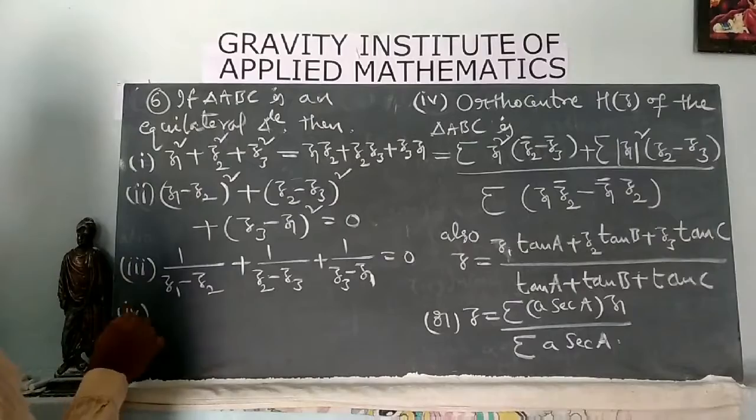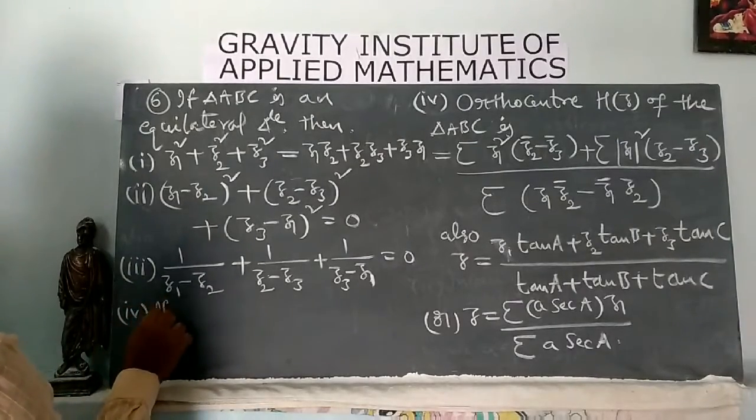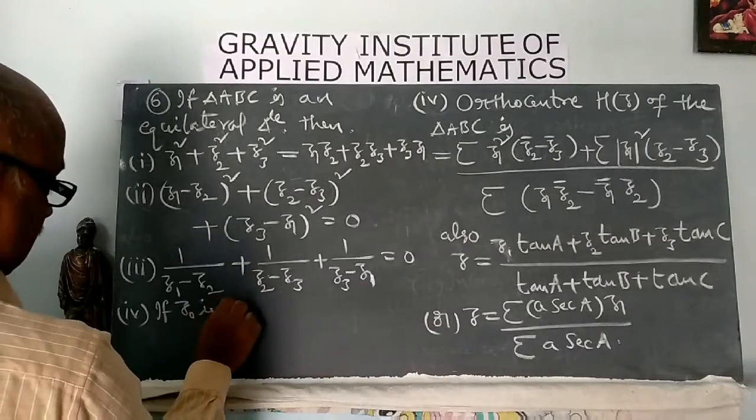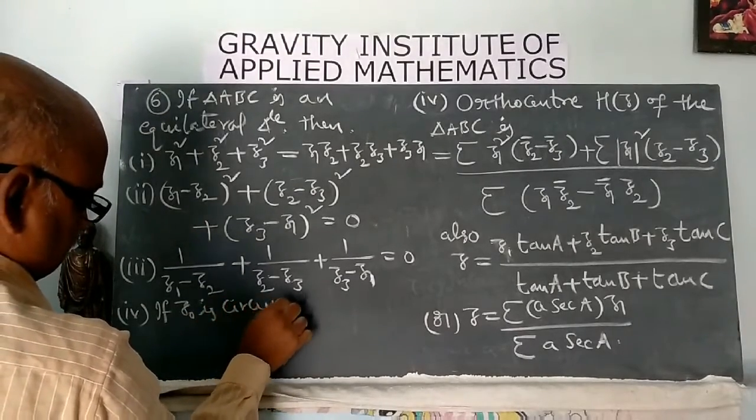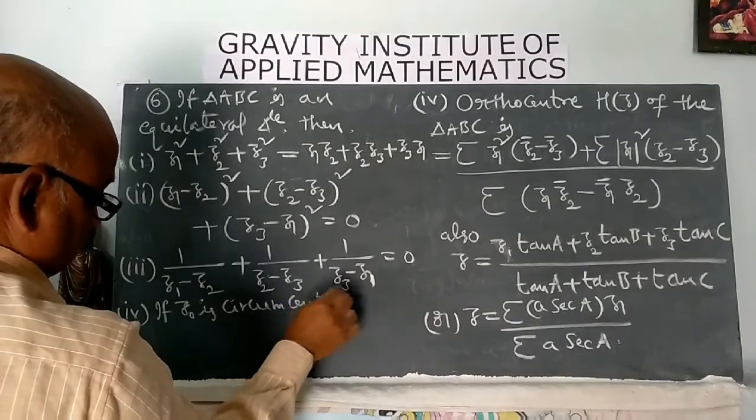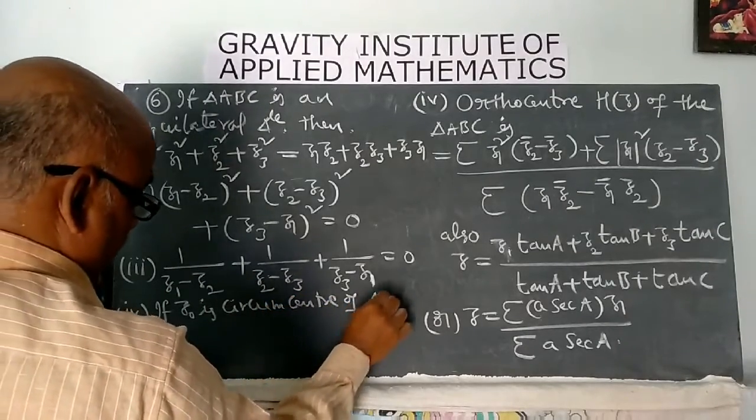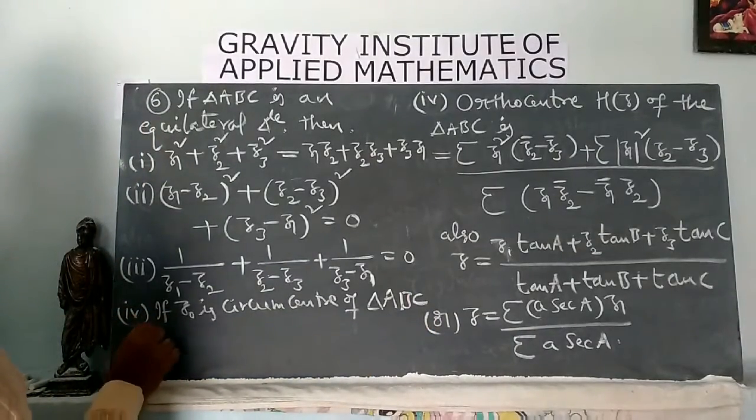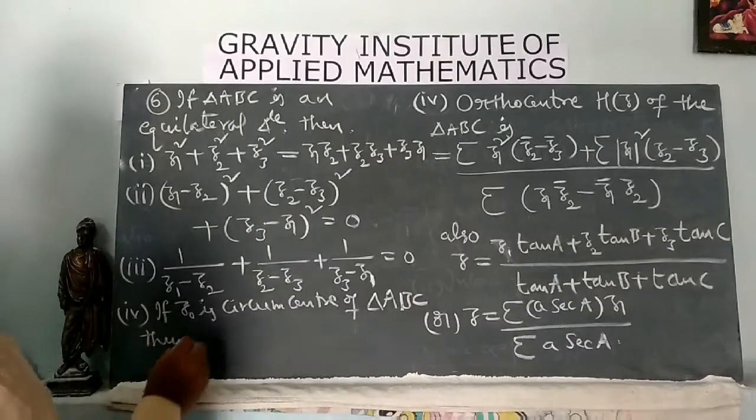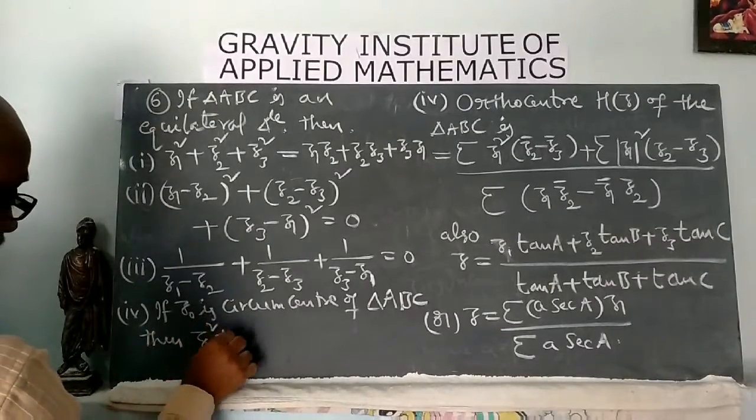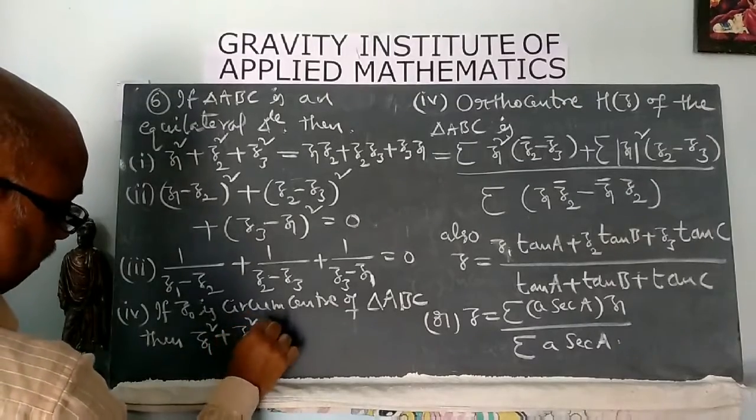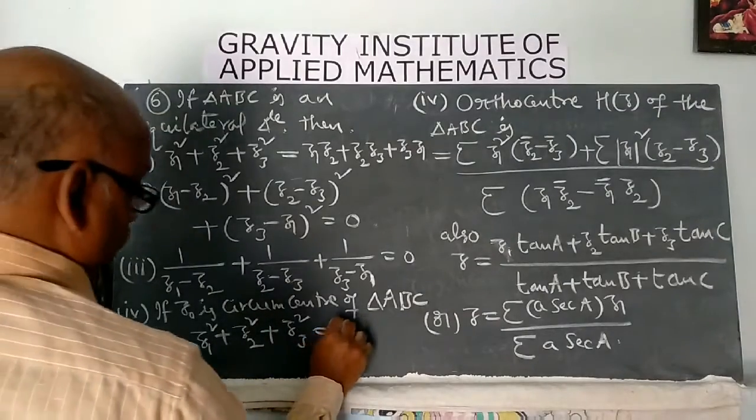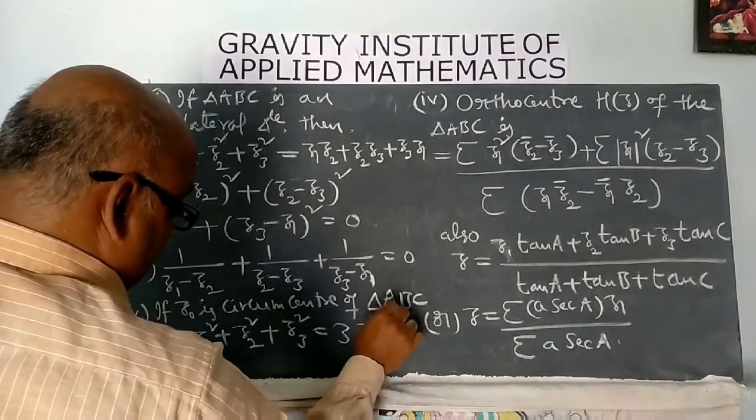Fourth subpoint, if Z0 is circumcenter of triangle ABC, then Z1 square plus Z2 square plus Z3 square is equal to 3 into Z0 square.